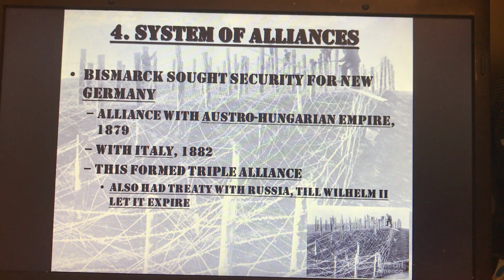Now, the last long-term cause we'll take a look at is the system of alliances. Looking back at Germany, the German kingdoms unifying from the previous lecture, Otto von Bismarck sought security for his new Germany. He knew that Germany would not be able to keep its dominance without some help, because he had powerful enemies in France, powerful enemies in Russia, not to mention Britain across the North Sea. So he set up an alliance with the Austro-Hungarian Empire, 1879, and then with Italy. This formed what was known as the Triple Alliance. Now, Wilhelm II, meaning Germany, also had a treaty with Russia, but very unwisely, he let that treaty expire.